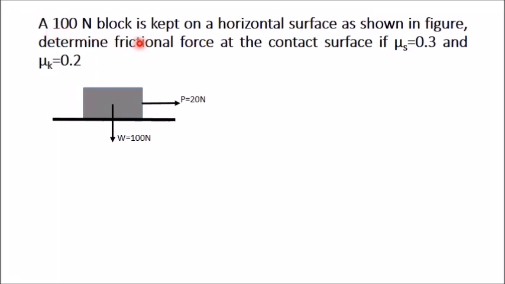A 100 Newton block is kept on a horizontal surface as shown in figure. Determine frictional force at the contact surface if coefficient of static friction μs is equal to 0.3 and the coefficient of kinetic friction μk is equal to 0.2.